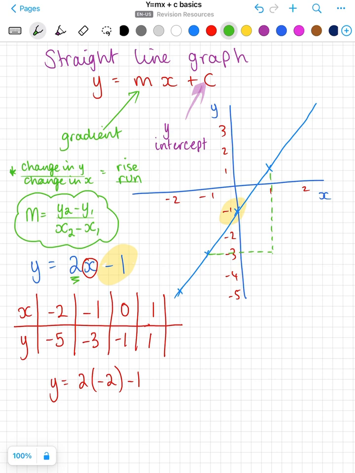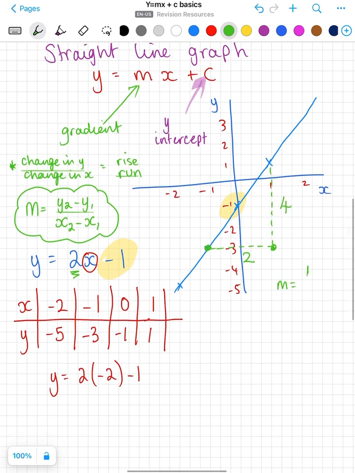On our axes to the right, we've got a change in x. We're going from minus 1 to 1, so that's a change of 2. And then we're going from minus 3 to 1, so that's a change of 4. So our gradient is our rise, our change in y, which is 4, divided by our run, our change in x, which is 2. Our gradient is 2. That confirms it.